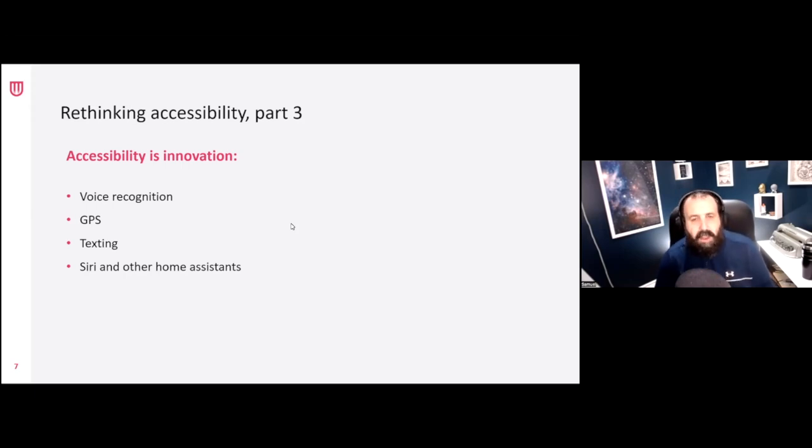Think about the number of features in products that we use every day that started off as accessibility features. Voice recognition is now a key part of all of the hands-free systems we use in our cars, and it got started as a technology that was useful to those who could not use a standard keyboard or mouse due to their physical challenges. When we think about GPS, it is important to recognize that many of the early adopters of GPS systems were folks who were blind, who couldn't read maps and who couldn't navigate in the same way.